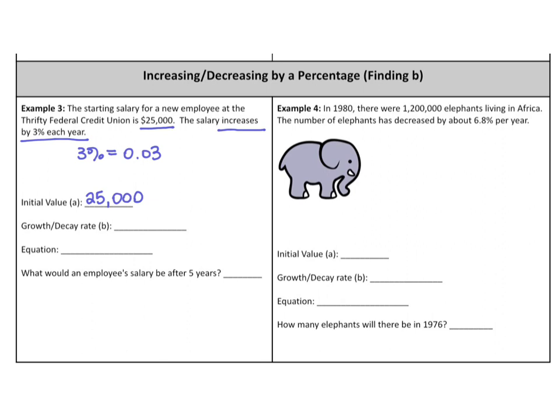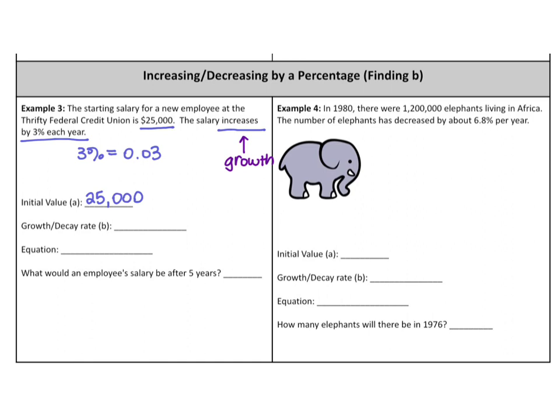Now that I have that, you might notice that number is between 0 and 1, but it says it increases by 3% each year, which means it's growth. Increases means growth. So 0.03 is not going to give me a rate that is showing growth. It's going to show decay. Whenever we have an increase, we have to add 1 to my percentage.